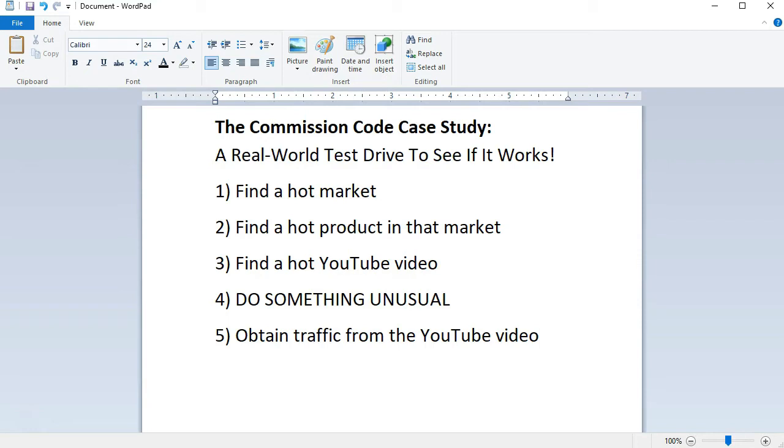Fourth, we're going to do something unusual. Now, we're not going to reveal all the details in this case study. We just wouldn't have time to get through it all. But then the fifth step is to obtain traffic from the YouTube video that we identified as having been hot and as having been relevant to both the market and the product that we have selected to promote as an affiliate. Let's get started.